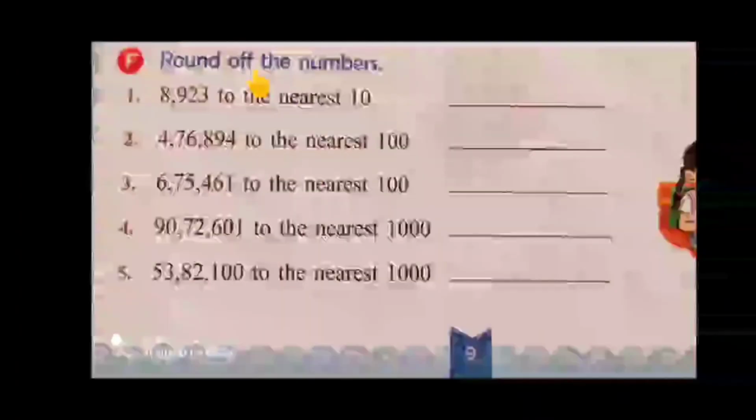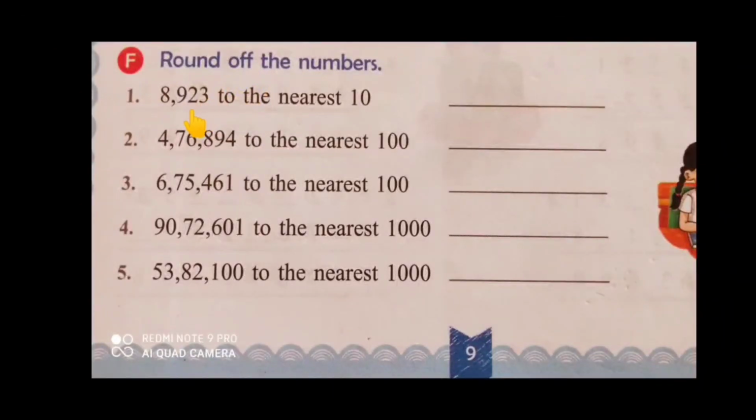Next, rounding off numbers. We have to find out the first one, 8,923 to the nearest 10. Let's recall rounding off numbers. Nearest tens: if the digit is below 5, we have to write 0 in that ones place. If it's 5 or above 5, we add 1. For example, 34. In ones place, 4 is in the ones place. So 4 is below 5. So we have to write 30. The rounded number of 34 is 30.